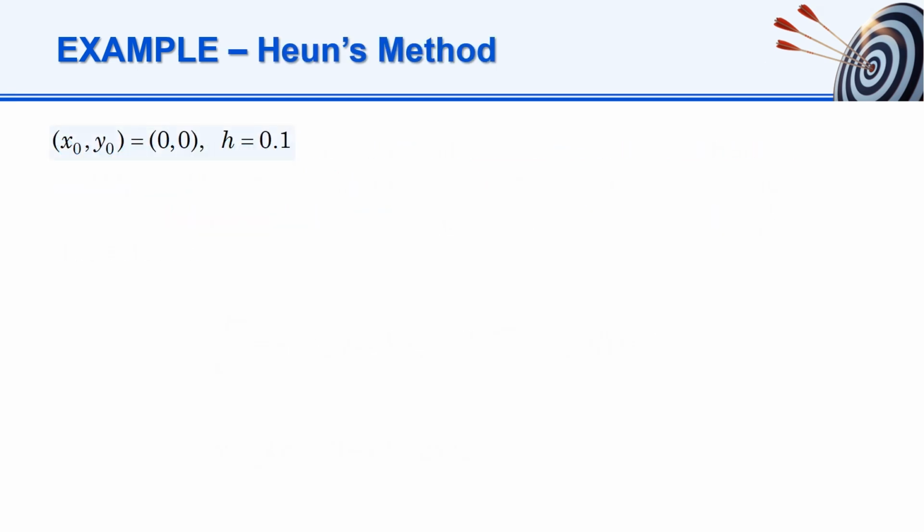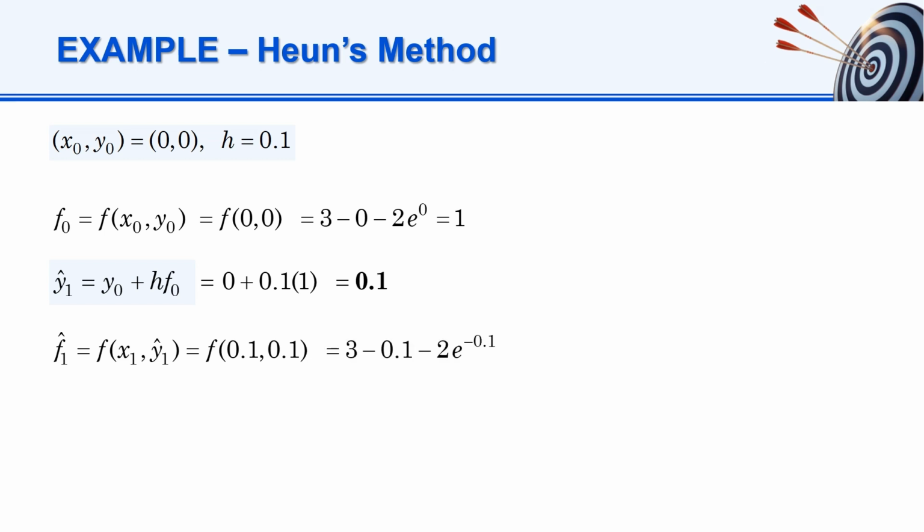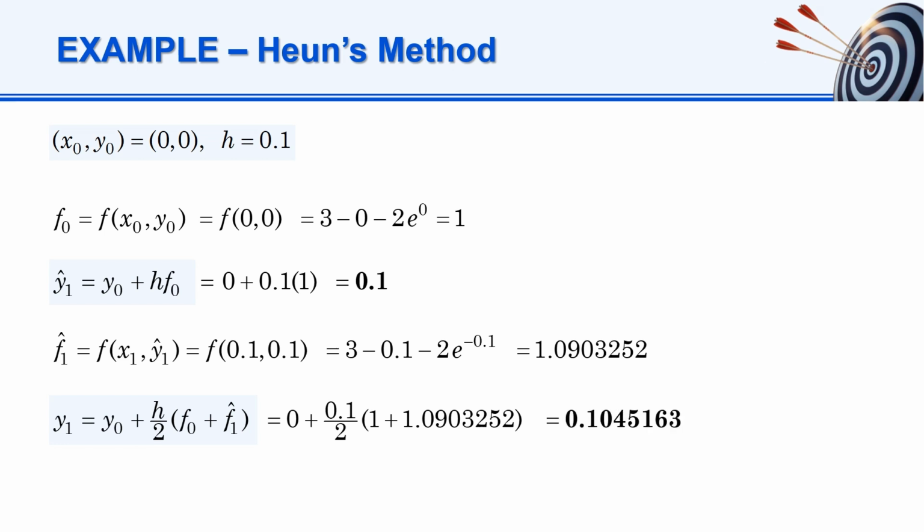The Heun's method is the simplest of all. It is self-starting. To obtain the first step estimate, we start with the initial guess and evaluate f0. The predictor step gives y hat 1 is equal to 0.1. F hat 1, which makes use of the predicted value, is found to be 1.0903252. Y1 is then obtained as follows, which leads to 0.104516.